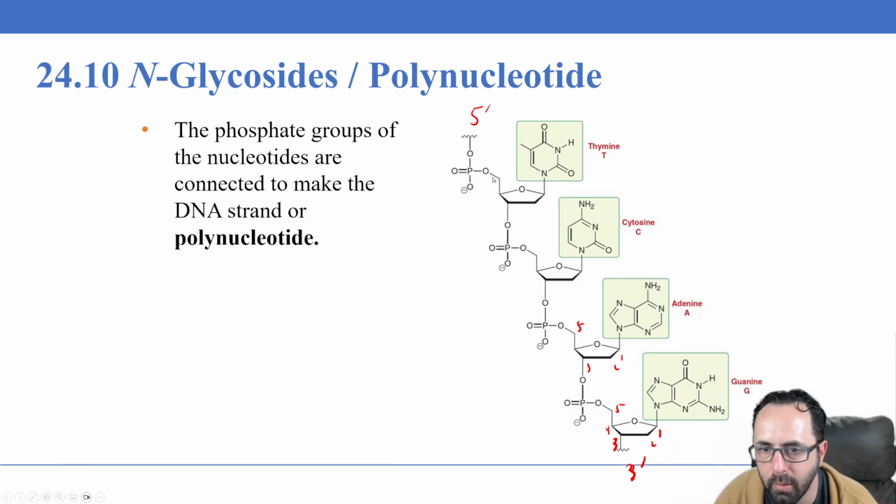The 5' being at the phosphate group here, connected to the 5th carbon in the deoxyribose carbohydrate monosaccharide, and the 3' end being with the connection to the 3rd carbon on the sugar.